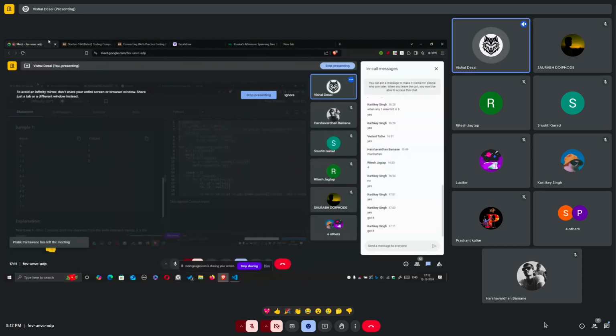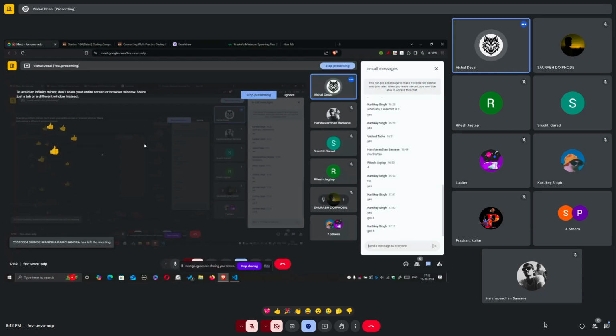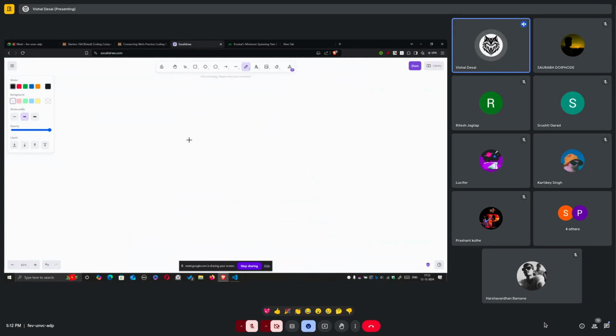Okay, how many of you know what is a disjoint set? If you don't know, it's fine. Yes, you know what is a disjoint set. Okay, I will tell you with an example.